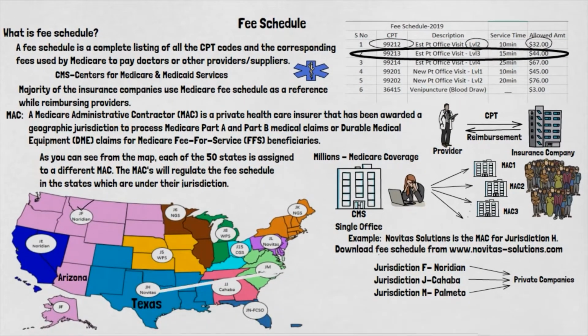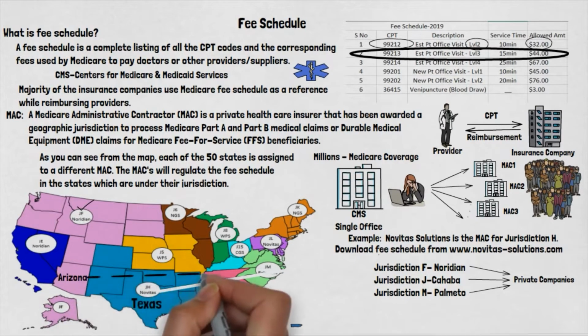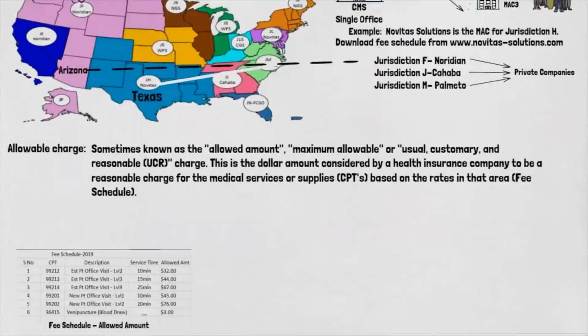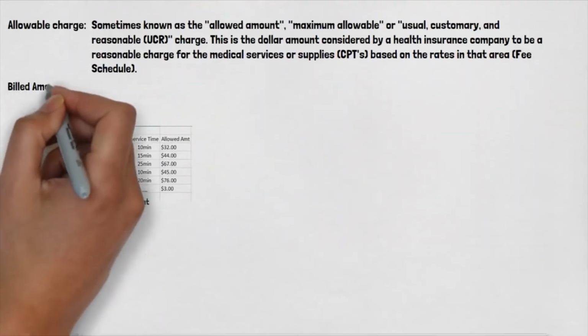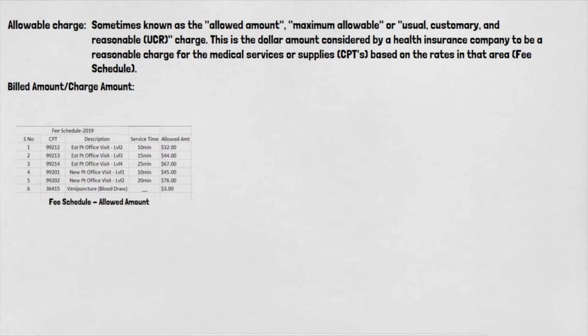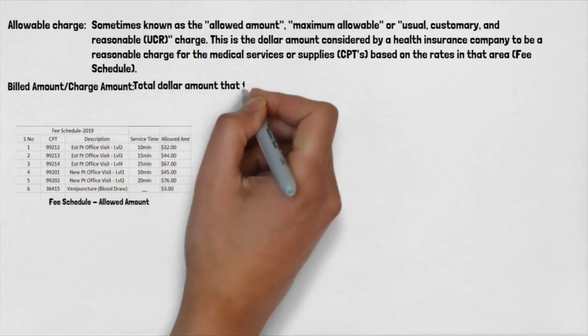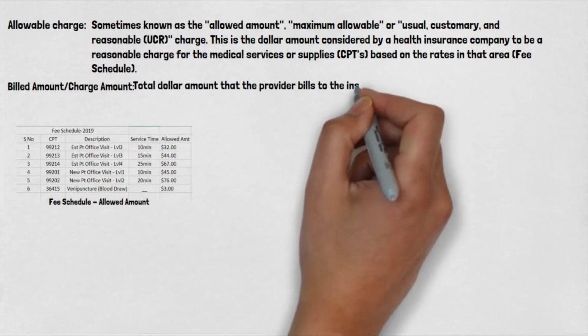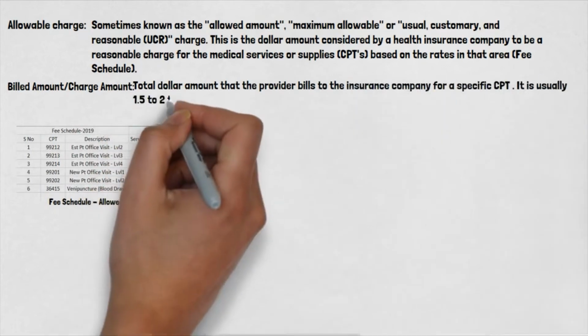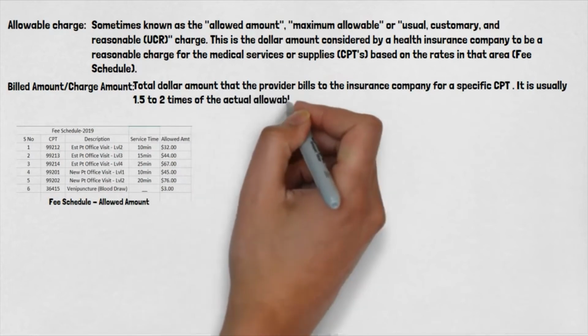Or if the doctor's office is located in the state of Arizona, which falls under jurisdiction F, which is handled by Noridian, then the fee schedule will be downloaded from the Noridian website. Usually there is a slight variation in the allowed amounts from one MAC to another. Now the next one is billed amount or charge amount.